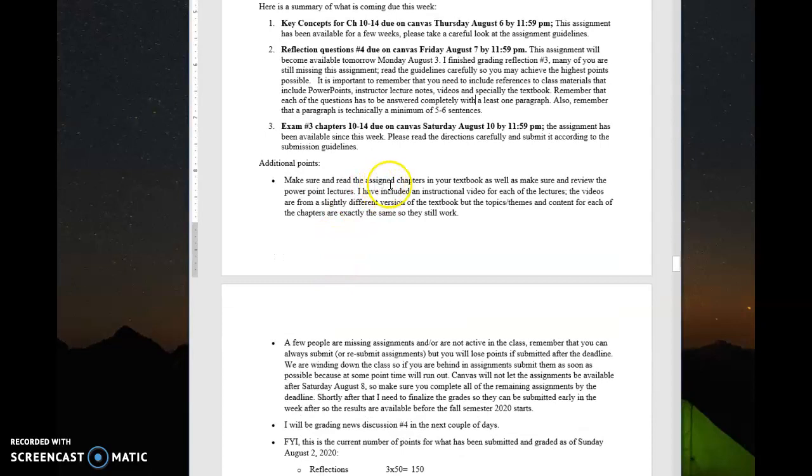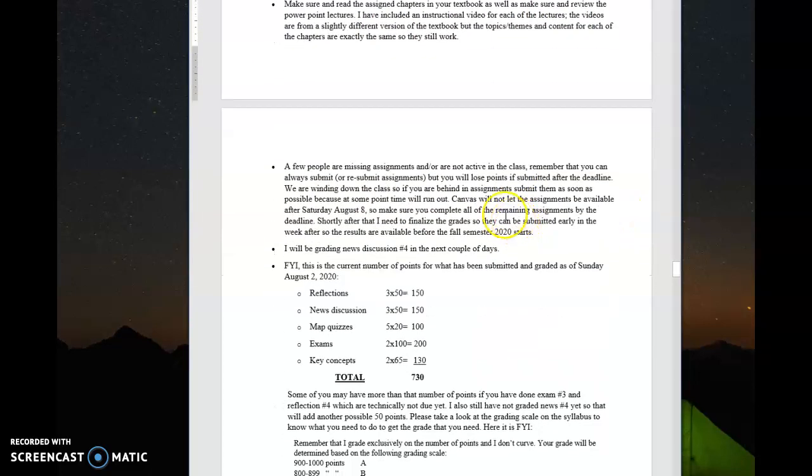Additional points. Make sure to read the assigned chapters in your textbook as well as review the PowerPoint lectures. I've included an instructional video for each of the lectures. The videos are from a slightly different version of the textbook, but the topics, themes, and content for each of the chapters are exactly the same, so they still work.